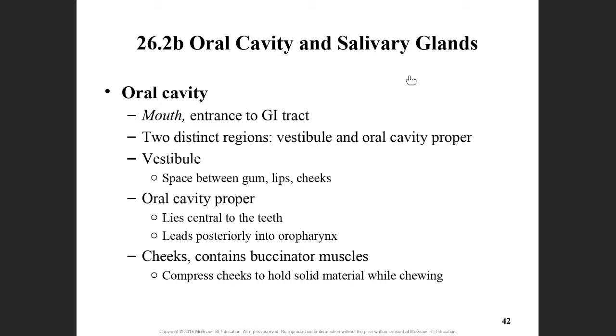The oral cavity or mouth is the entrance of our GI tract. We have two distinct regions in our oral cavity. One part is called the vestibule and the other part is called the oral cavity proper. The vestibule is the space between the gums, lips, and cheeks. And the oral cavity proper is located central to our teeth. This is the part where our tongue is located. And the oral cavity is protected by the cheeks from both sides and by the lips from the anterior. And I will talk about these parts for you.